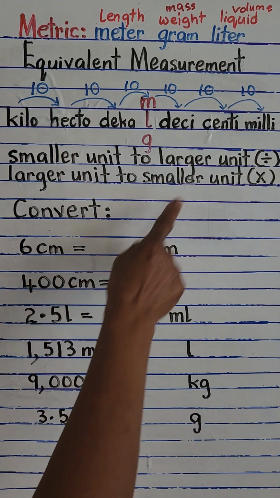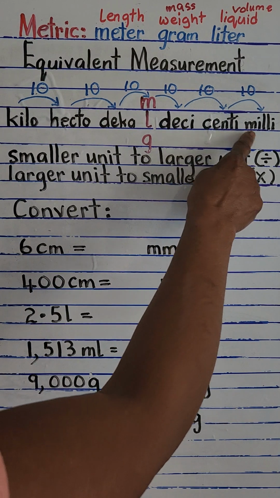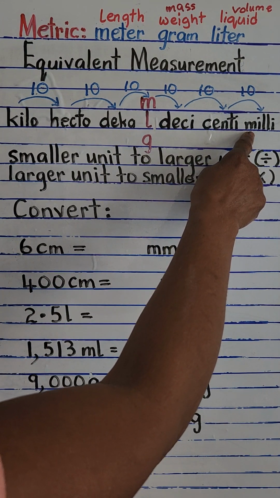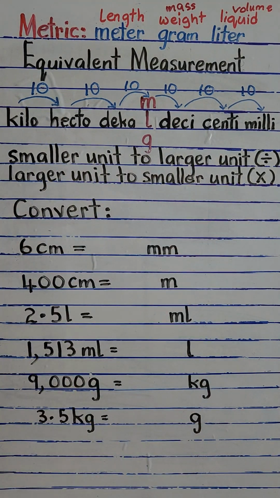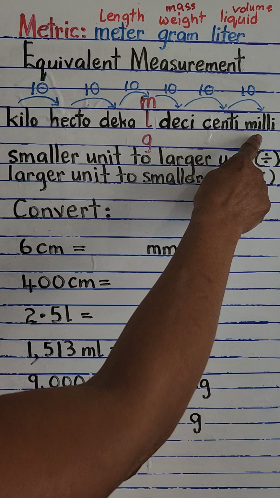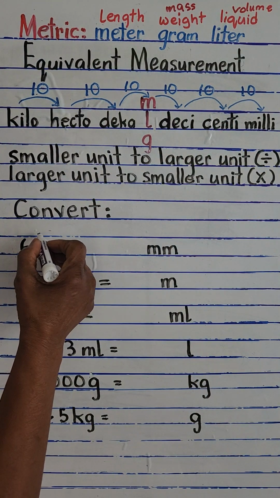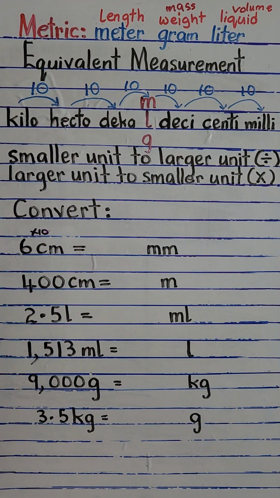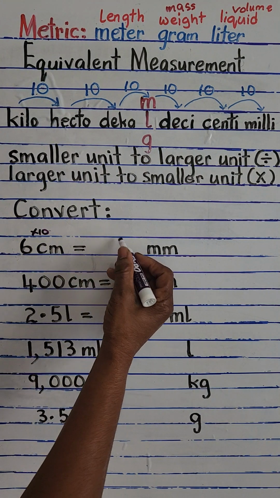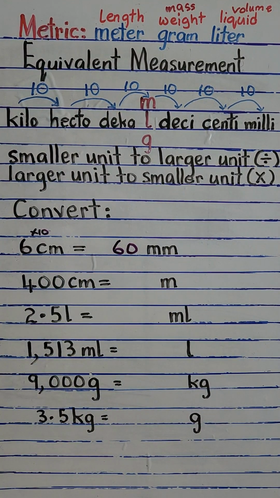So centimeter to millimeter, centi to milli, that means centi is larger. So larger to smaller, we multiply. And it is 10 milli make a centi, so we're going to multiply by 10. To multiply by 10, we just add a 0. So this is equal to 60 millimeters.